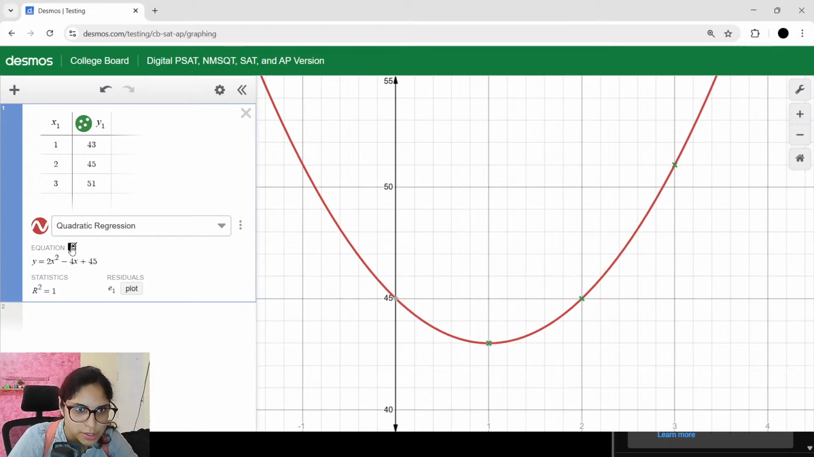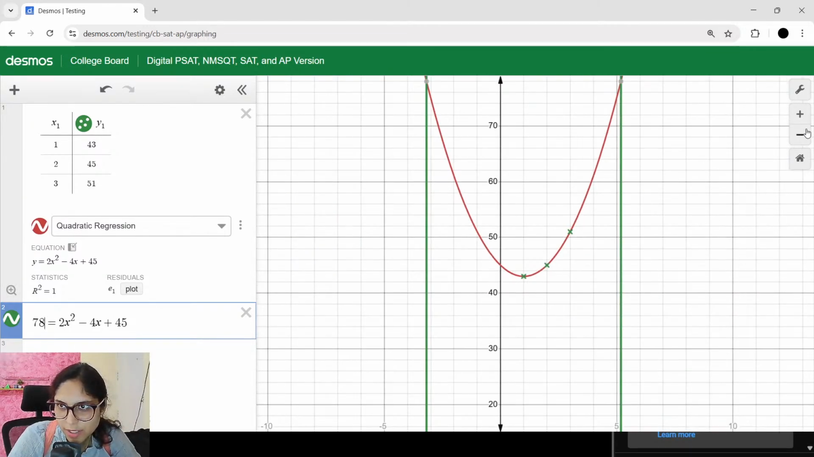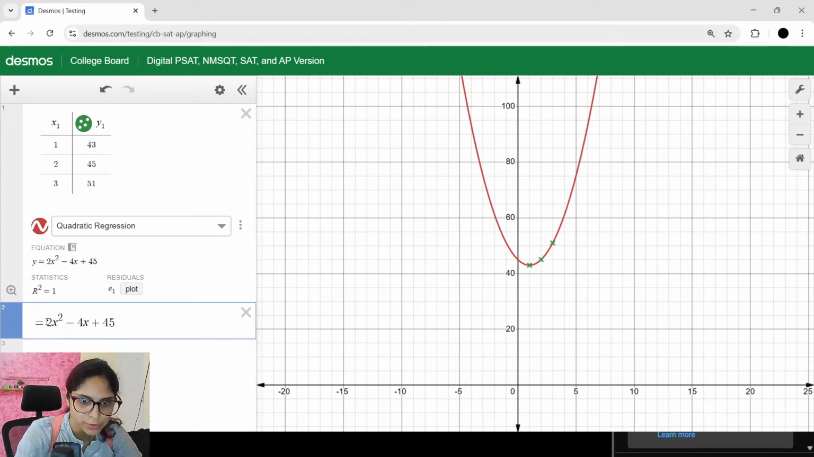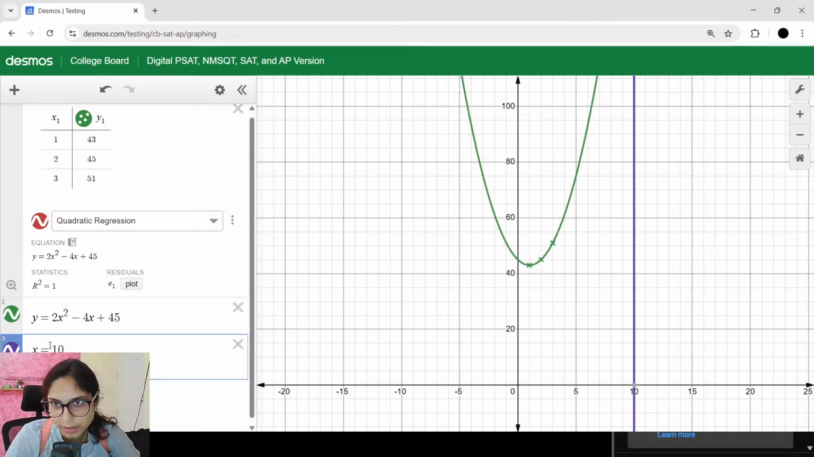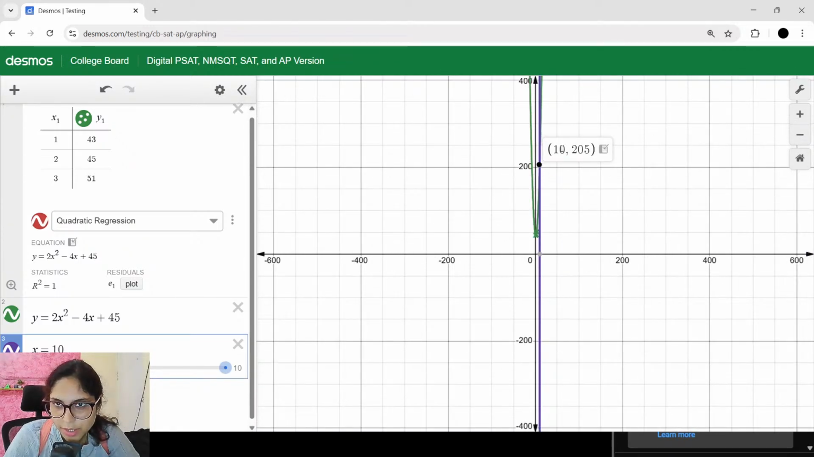All right. And now using this equation, for example, if you have to find the x value when y is equal to 78, you can do it. Zoom out, you will see these values. So you can see the x values also. Or for example, if the x value is given to you, for example, you have to find what is happening at 10 seconds. So you can just write x is equal to 10. Yeah. See this gray dot? This is 10, 205. All right.